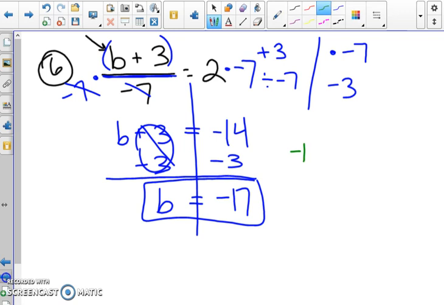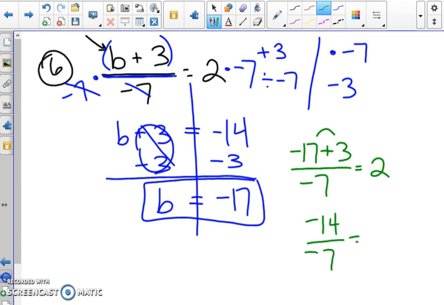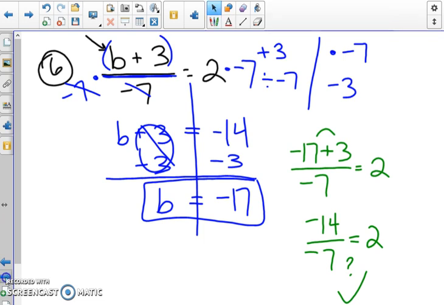Now that looks great, but let's just double check our answer. So we have -17 plus 3 divided by -7 is equal to 2. Let's simplify the top first. -17 plus 3 is -14 divided by -7. Does that equal 2? Yes. So our answer is right.